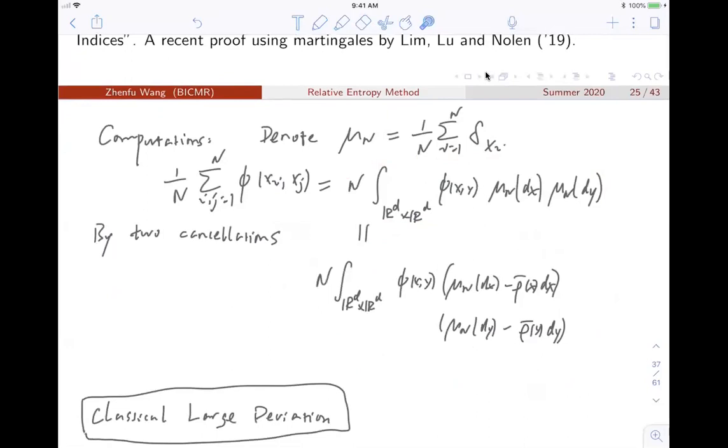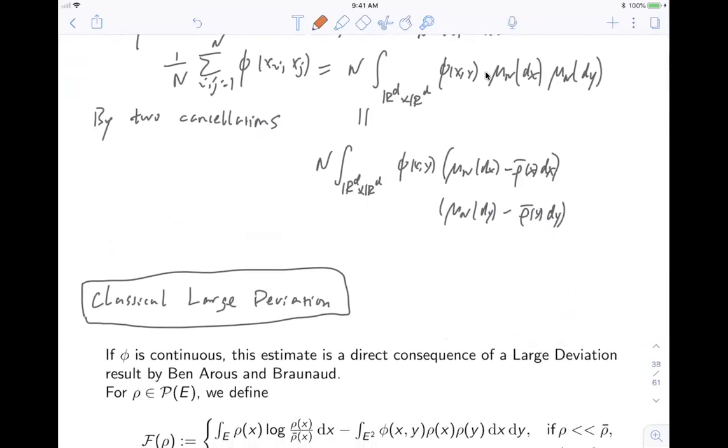This is very important, though not as important as in later works, but I still want to emphasize it. This is a difference of two measures, and this is phi, some potential function. If you take the Fourier transform, I mean, if you could, but somehow you cannot take the Fourier transform so easily, it doesn't quite make sense. So it's something like phi hat against mu_n minus rho bar.